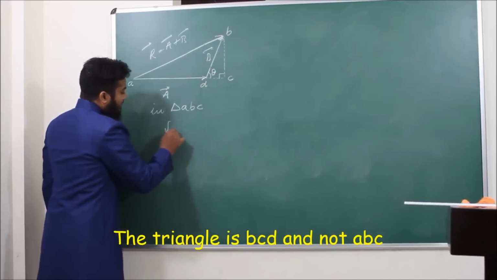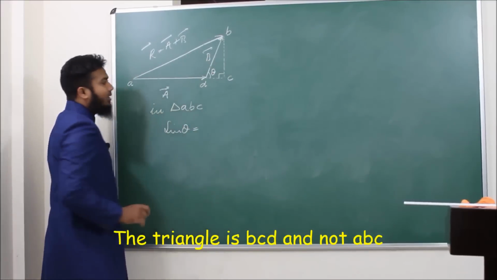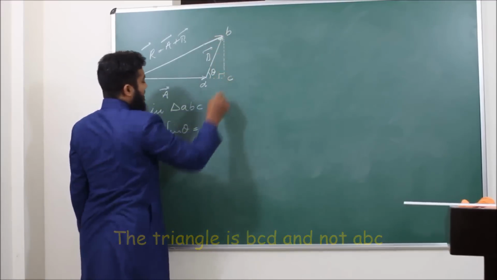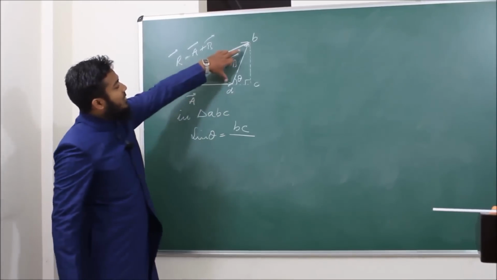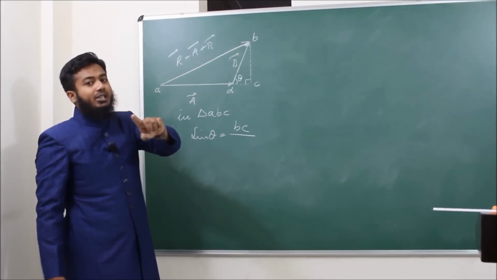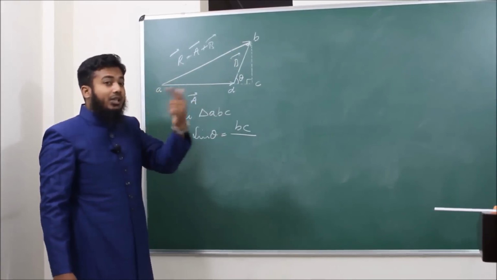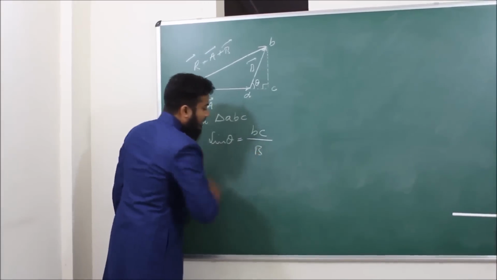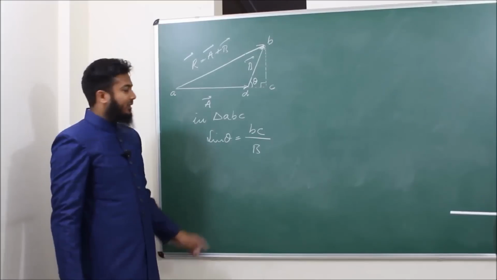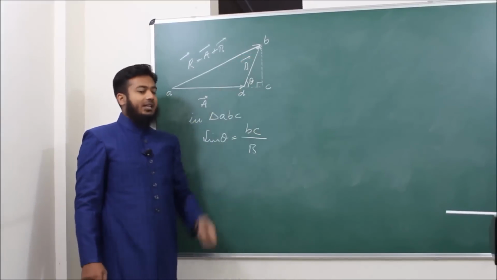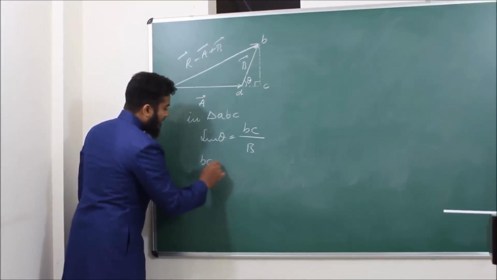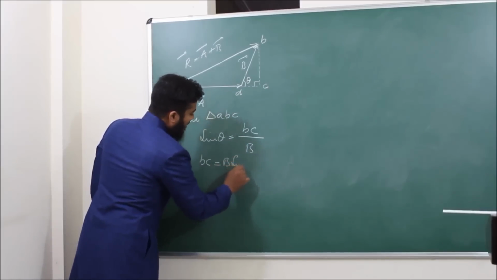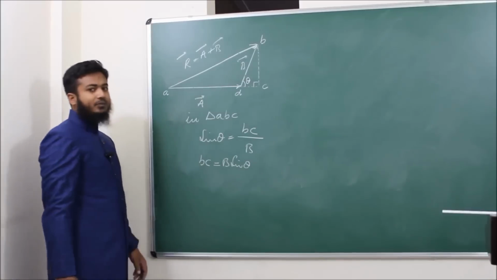So, sine theta in ABC is perpendicular, that is BC upon hypotenuse. Now, hypotenuse is the length of vector B. So, if I have to write only the length, I can drop the arrow. So, just B, that is the length of this side. This is sine theta. Now, what is BC? BC is equal to B sine theta.